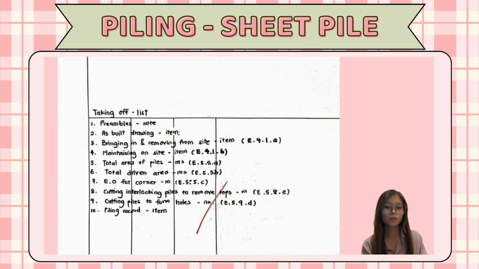E.5.5a, total driven area, meter cube; E.5.5b, extra over for corner, meter; E.5.5c, cutting interlocking piles to remove tops, meter; E.5.8e, cutting piles to form holes, number; E.5.9d, and last, piling record, item.